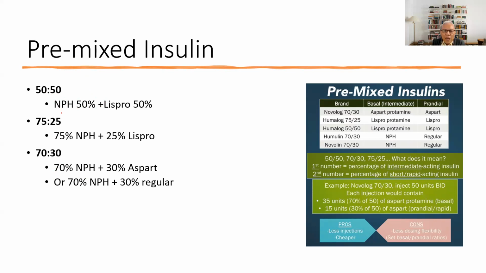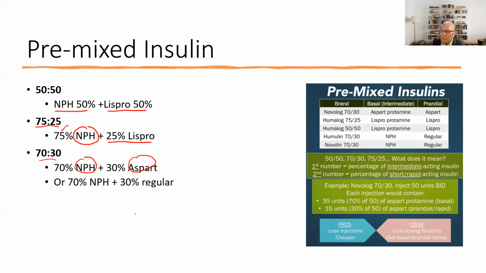50-50 means to say that the insulin consists of 50% NPH and 50% lispro. If it's 75-25, the first number is always going to be your NPH. It's going to be 75 NPH and 25 lispro. And if it's 70-30, it's 70% NPH plus 30% aspart or 30% regular. Okay, so what does this mean then?